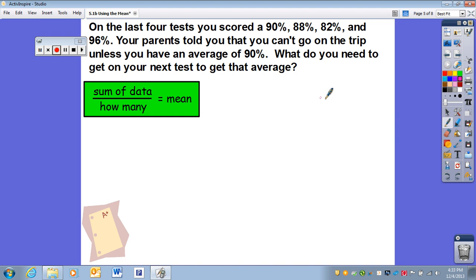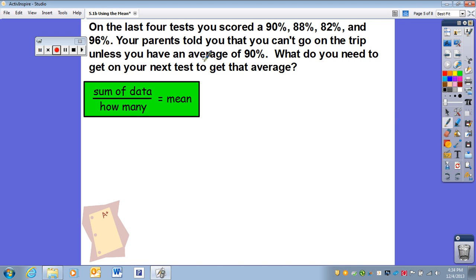So, on the last 4 tests, you scored a 90%, 88%, 82%, and a 96%. Your parents told you that you can't go on the trip unless you have an average of a 90%. What would you need to get on your next test to get that average? Well, the first thing that we need to do is we need to figure out how many tests that we would have if you were able to take one more.